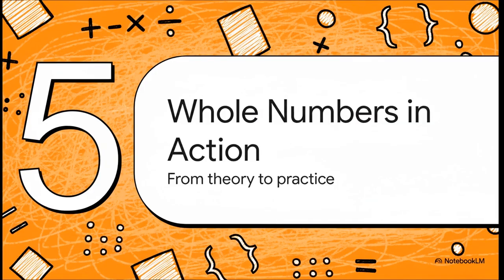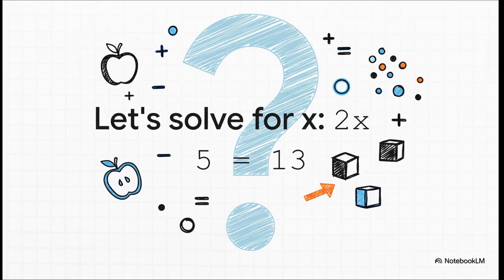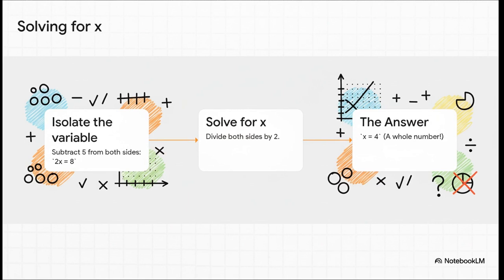Okay, that's enough theory. Let's get our hands dirty and see how all this stuff actually works in the real world. We're going to go from some algebra to even just a simple shopping trip. All right, here we go. A classic algebra problem. Take a look. 2x plus 5 equals 13. Notice something? Every number you see there, the 2, the 5, the 13, they're all whole numbers. Our mission is to figure out what x is. And we can knock this out in just 2 easy steps.